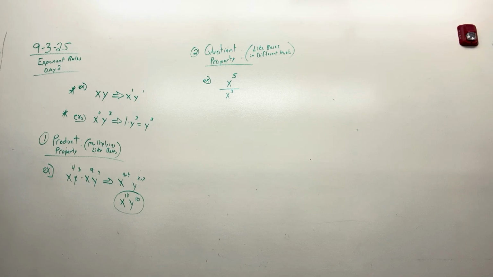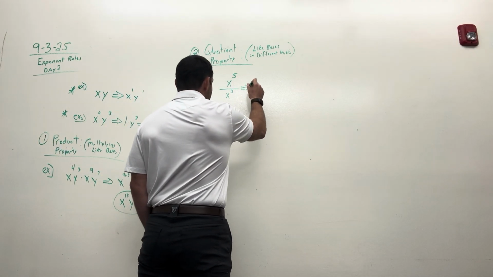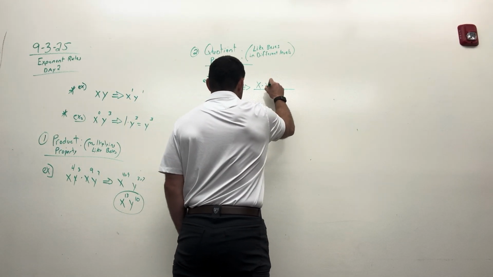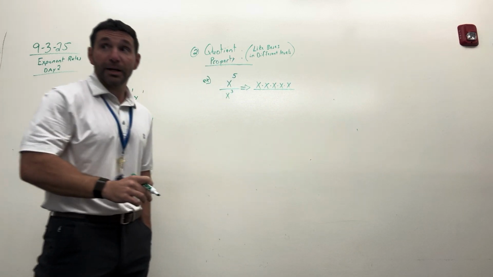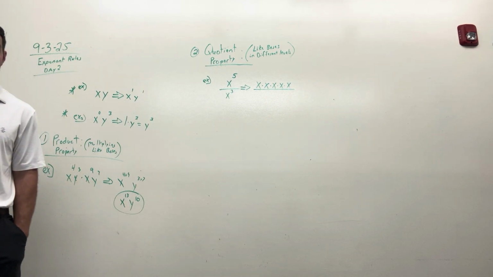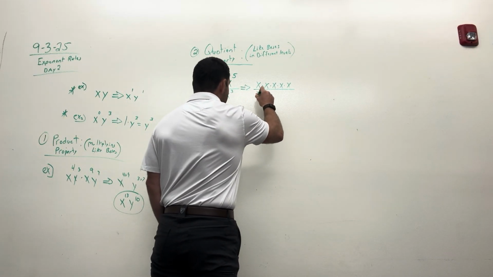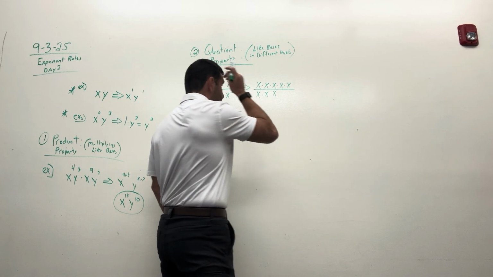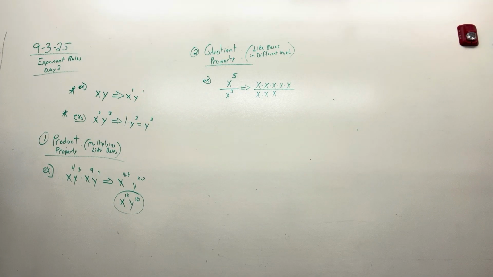Okay, let's write this out in expanded form. Ready? So that's going to be x times x times x times x times x. That's what x to the fifth means. Does everybody agree? Yes? Okay. X to the third means x times x times x. Have I lost anybody yet?